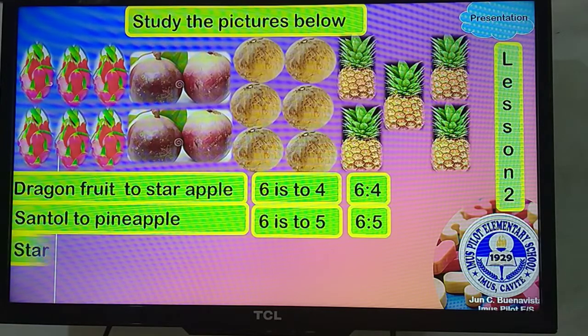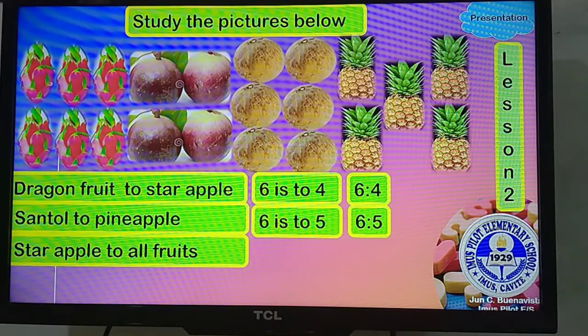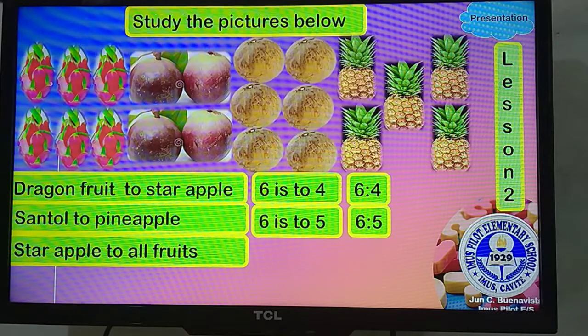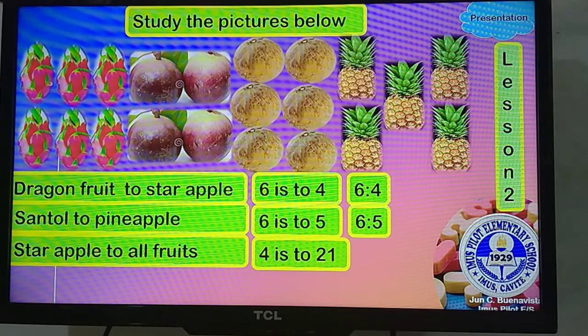Now, how about star apple to all fruits? How many fruits do we have? We have 6 dragon fruits. We have 4 star apple, that is 10. And we have 6 santals, that is 16. Plus 5 pineapples, that is 21. So the ratio of star apple to all fruits is, excuse me, 4 is to 21. Very good. And in column form, that is 4 is to 21.